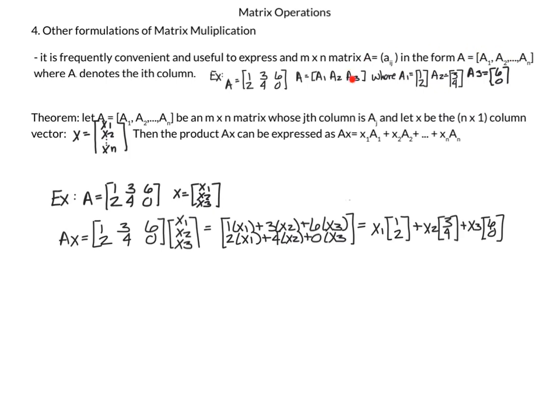And the reason why this is so useful is this theorem here. If we let A equal the matrix a1, a2 up to an, and it's an m by n matrix whose jth column is aj, then we let x be the n by 1 column vector, which looks like x equals x1, x2 up to xn, then the product Ax can be expressed as x1 times a1 plus x2 times a2 up to xn times an.